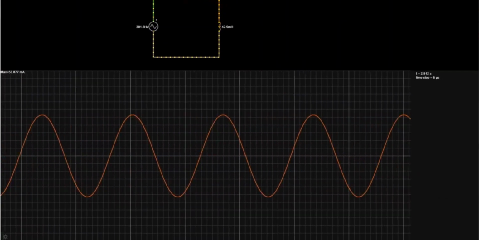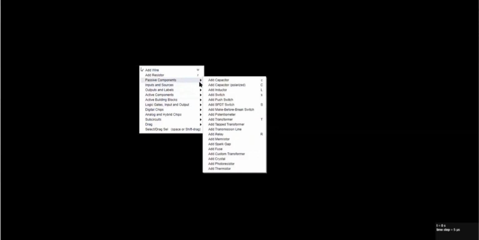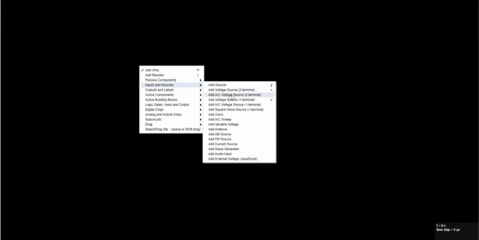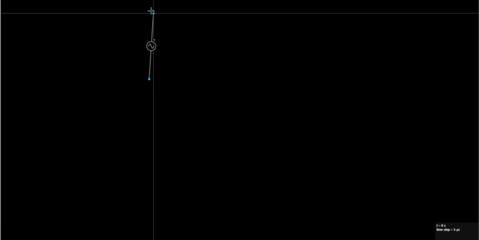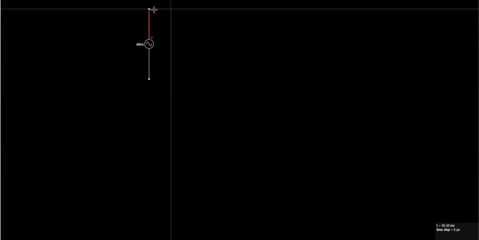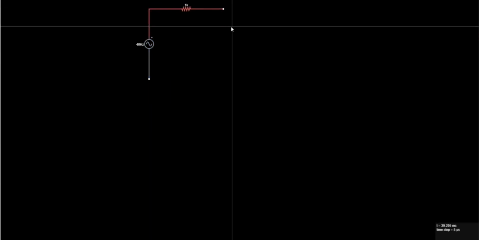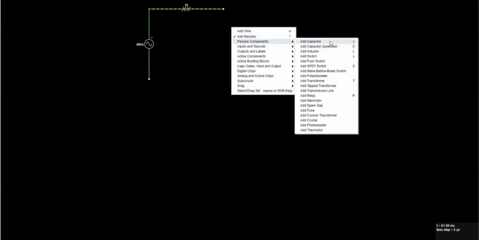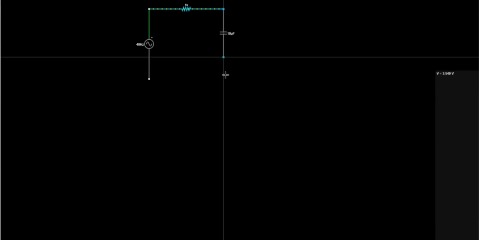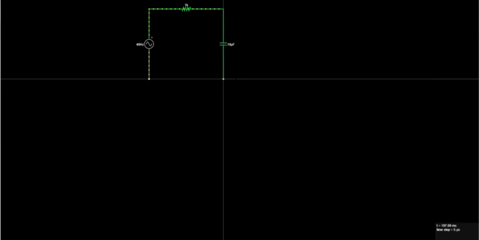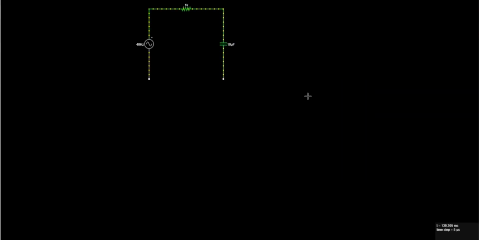Let us do circuits, blank circuit. So brand new sheet of paper. Let's create an RLC circuit. Right click, inputs and sources, AC voltage source to terminal. Right click, add resistor. Right click, passive component, add capacitor. Right click again, passive component, add inductor.